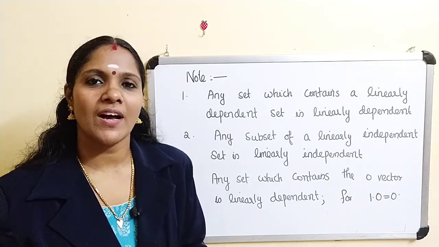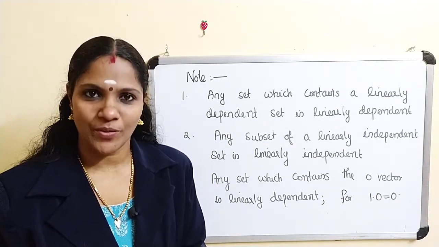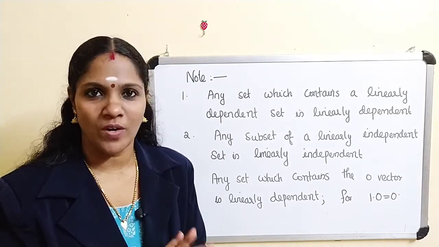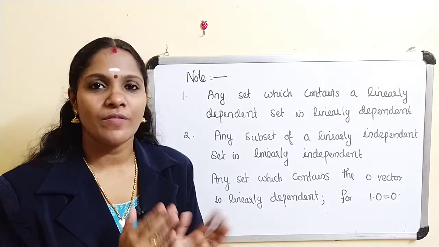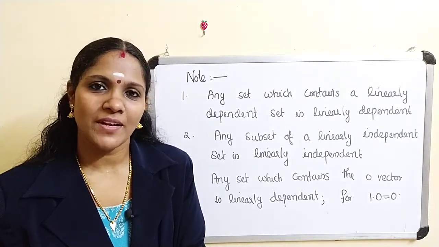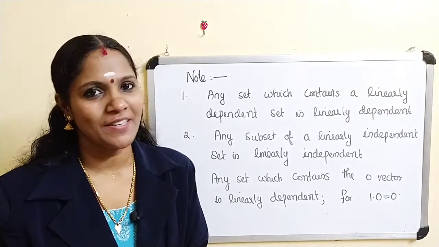If you take all other coefficients as 0 and the coefficient of alpha 1 as 1, and alpha 1 is already 0, we get 1 into 0 plus 0 equal to 0. This implies that the set is linearly dependent.